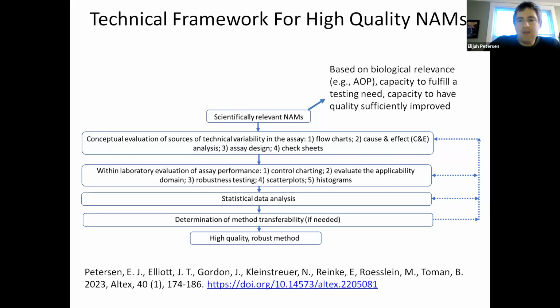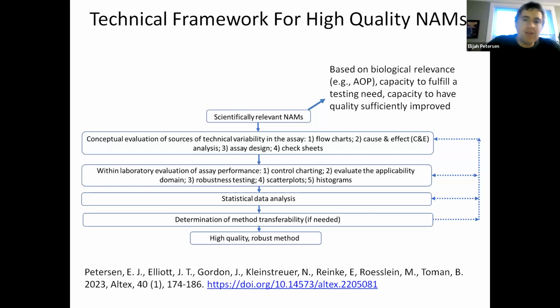It could be that if you spent $1 million or €1 million or what have you, there's some instrument that's very hard to calibrate, or it's only one of a kind and you need to show transferability, it may be that you run into some limits that you just can't overcome, even if you put a lot of effort into it. But if all those check out, you then move to the first step here, which is conceptual evaluation, where you'll use some of these conceptual tools to evaluate the sources of technical variability in the assay.